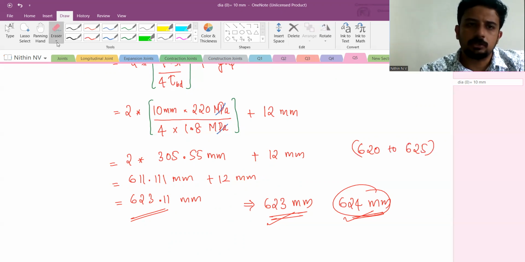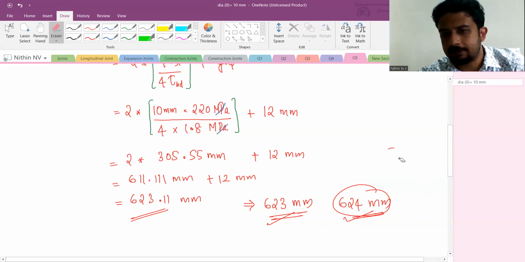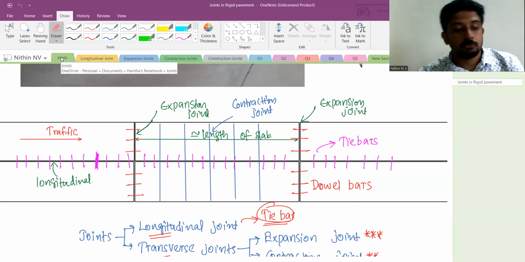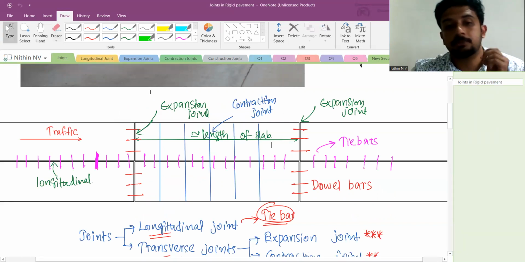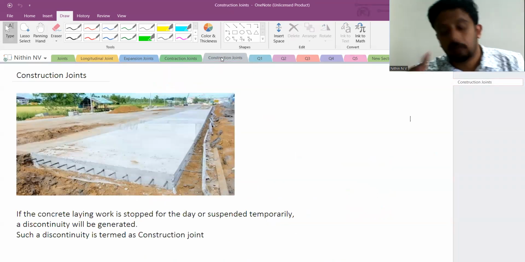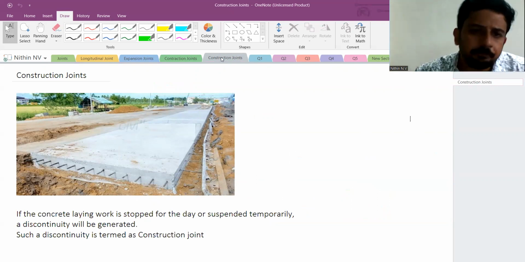That's it. So these are the entire concepts of joints in rigid pavement. I hope you got a clear idea regarding all the types of... Oh wait, we have not mentioned construction joint, right? Sorry, just 1 minute. Okay, so construction joint means, look here.